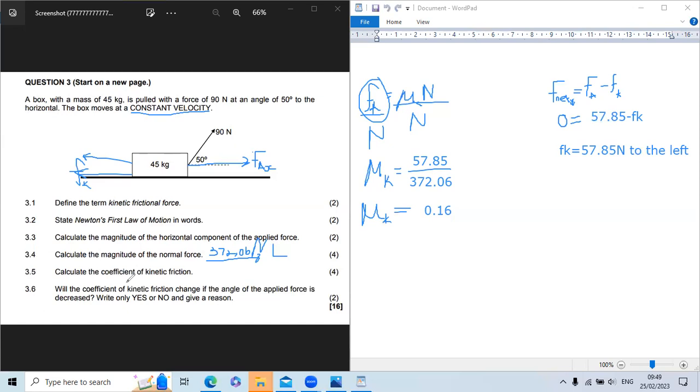Because it's basically just vectors in a different way. They say, will the coefficient of kinetic friction change if the angle of the force applied is decreased?